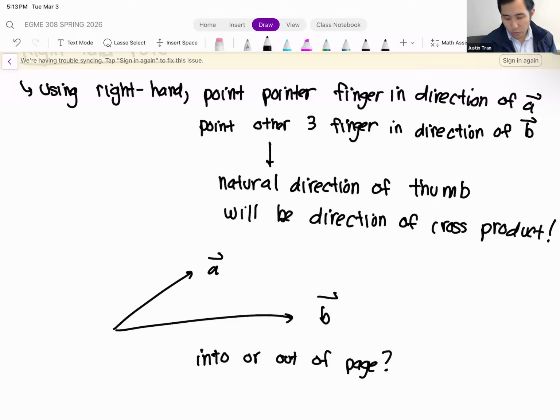So let's use our right-hand rule. I'm going to look really silly doing this. We put our pointer finger in the direction of A, and we put my other three fingers in the direction of B, and we can see that the cross product is going into the page. If the ancient mathematicians were left-handed, then the cross product would come out of the page. But since we're right-handed, it goes into the page.